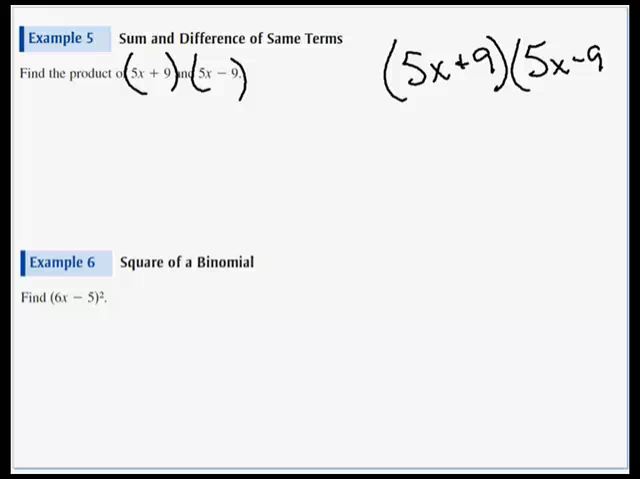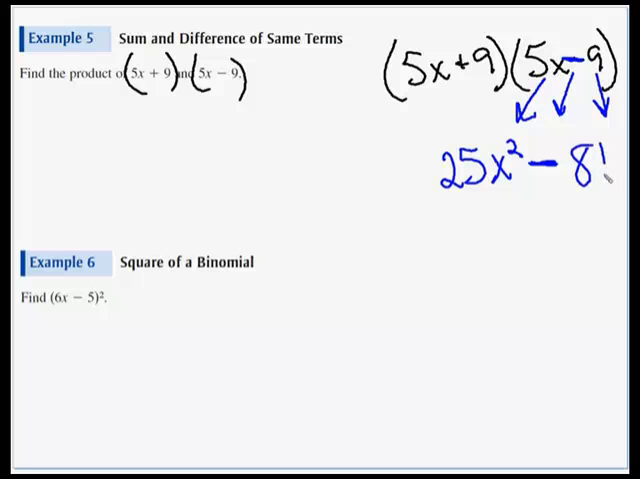But if you recognize the pattern, that this is a special case, that this is a sum and a difference, what I like to do is come under the one here with the minus in it, and just square the first term. This term quantity squared would be, well, 5 squared is 25, x to the second power. The minus comes down with it, and then we square the second term. 9 squared is 81. 25x squared minus 81, and we're done. That is our sum and difference, our special product.